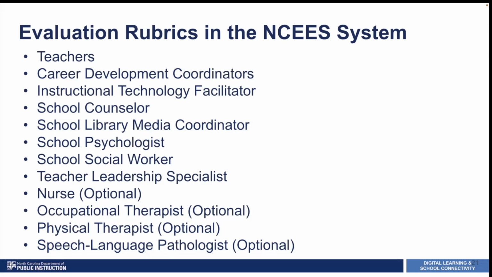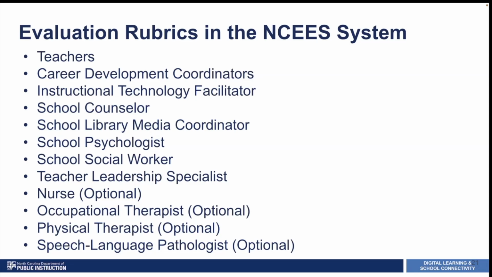So we now have more rubrics that have been added to our system. These are all the rubrics you're going to find located in the system that can be evaluated in the NCEES system itself: the teacher, the career development coordinator, the instructional technology facilitator, the school counselor, the school media coordinator, the school psychologist, the school social worker, and the teacher leadership specialist. All of these roles are in the system and are required to be in the system to be evaluated.